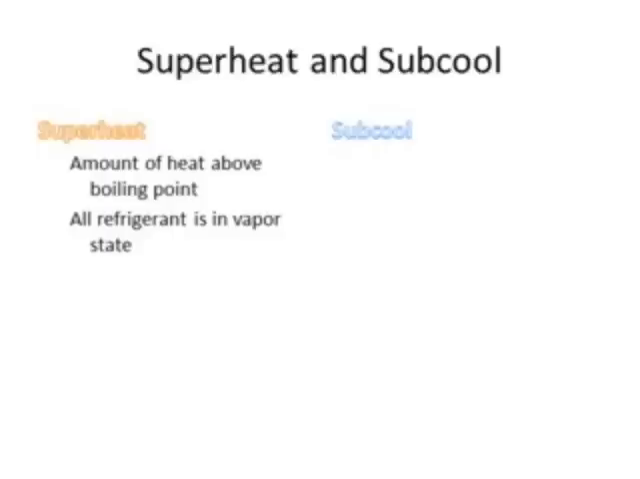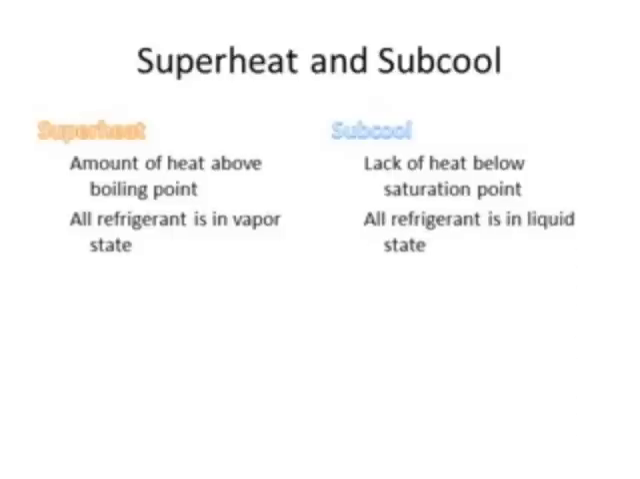Subcool is the exact opposite. It's the temperature that we cool the refrigerant below its saturation point. For the same example, if we have a refrigerant and the saturation point is 40 degrees, we measure it and it's 30, so we know we have 10 degrees of subcool. And where that's important to us in the refrigeration cycle is that we have 100% liquid if we have subcooled refrigerant.